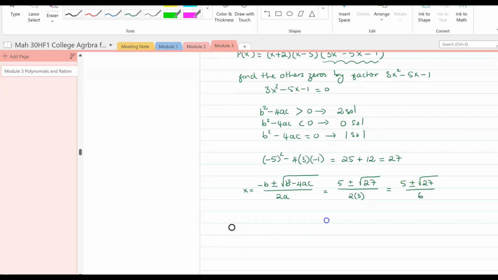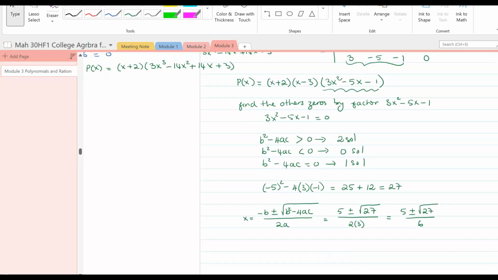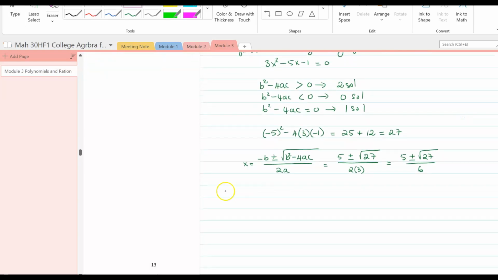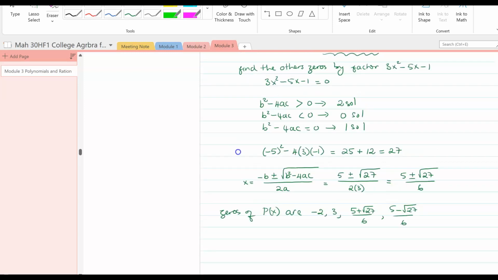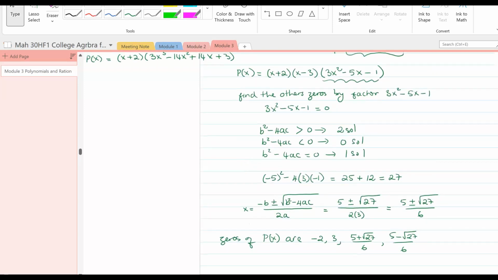So the zeros of p of x are negative 2, 3, 5 plus the square root divided by 6, and 5 minus the square root divided by 6. This is consistent with having a fourth degree polynomial, so we have at most 4 solutions or 4 zeros.